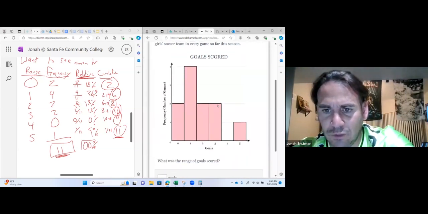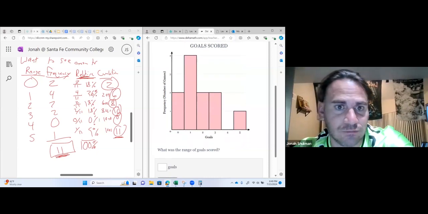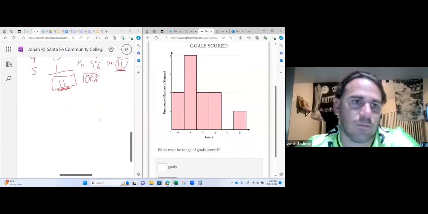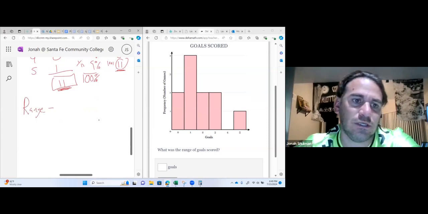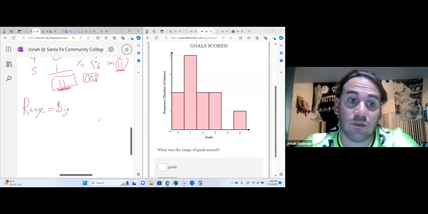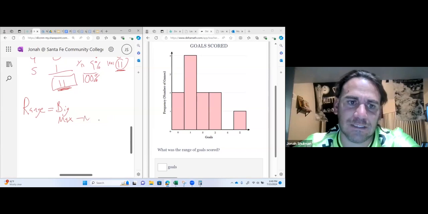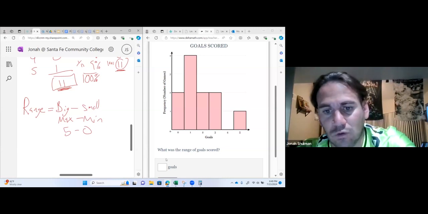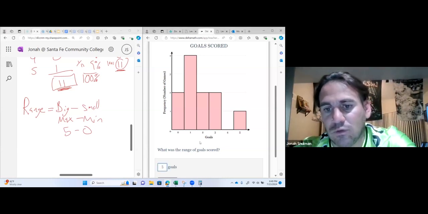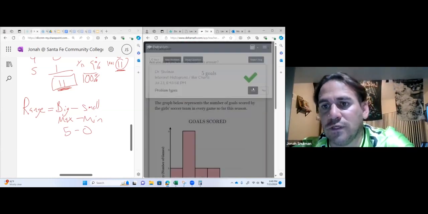So what do they want to know? What is the range of scores? So the range, when they say range, it is just the biggest or the maximum minus the minimum. So in our case, it's 5 minus 0, which is 5 goals. And we'll do a couple more of these just for the fun of it.